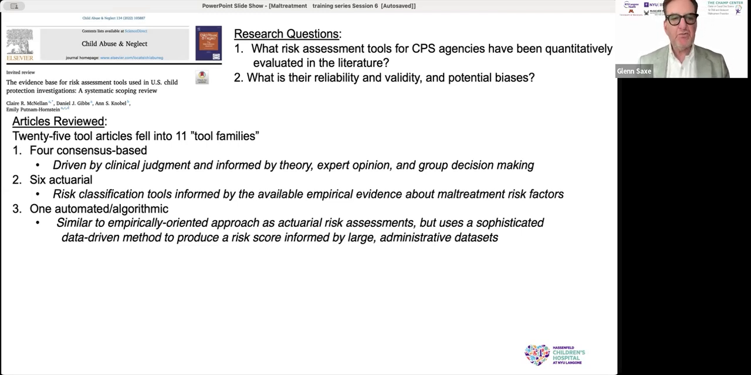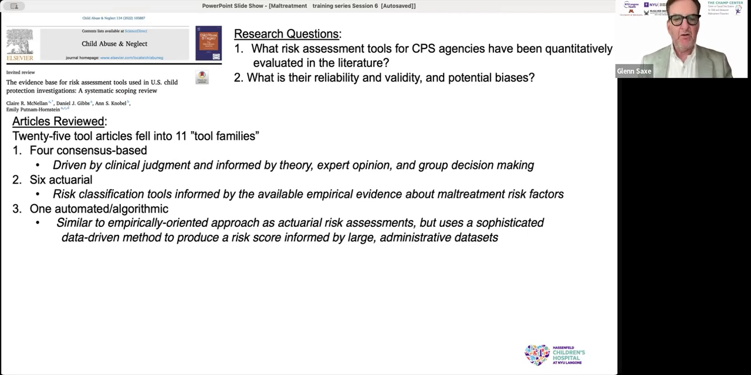Six were what they call actuarial, and this is based on research, empirical evidence about maltreatment risk. So it's programmed within, risk information from research studies. And only one was automated algorithmic, which is consistent with what we do in some ways.